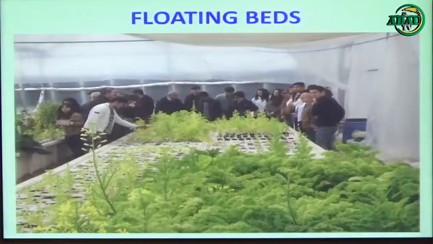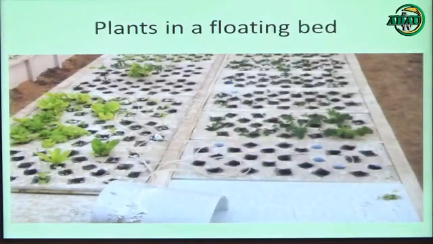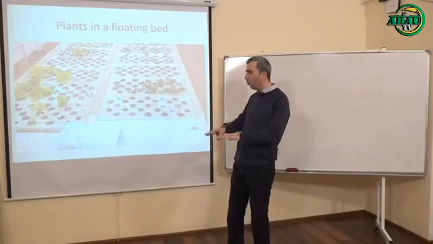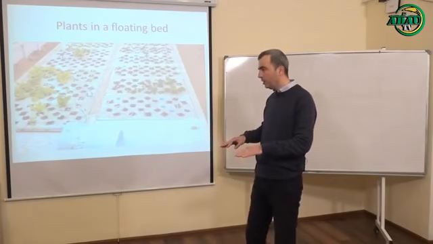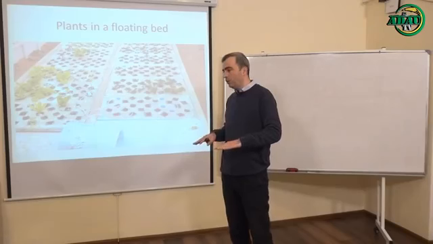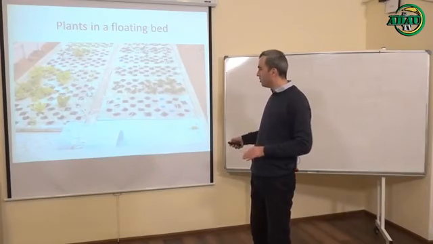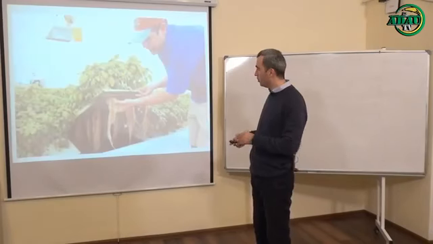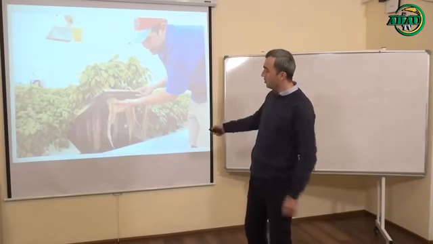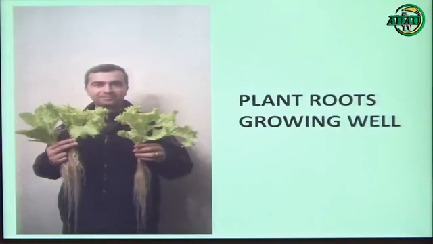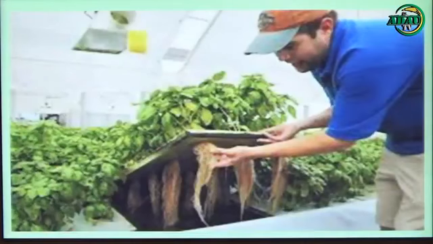So this is an example of floating beds. The basic idea is that you can see the styrofoams floating on top of the water, and the water is filled with a nutrient solution. The nutrient solution provides the necessary amount of nutrients for the plants. This picture has been taken from the internet, but this other picture is mine, where we have grown these plants, and you can see it is almost similar.